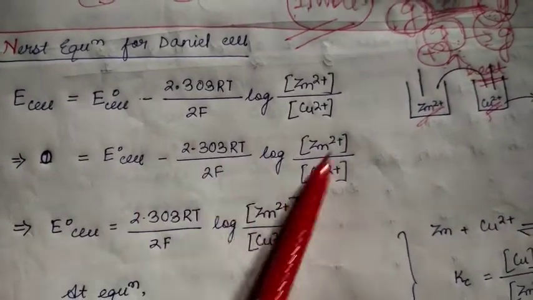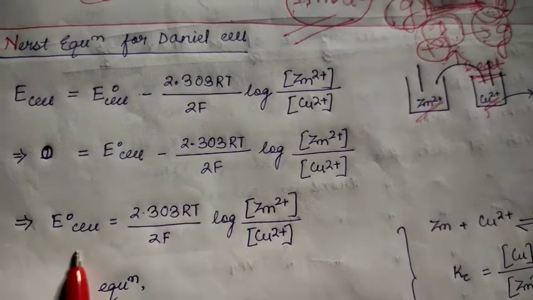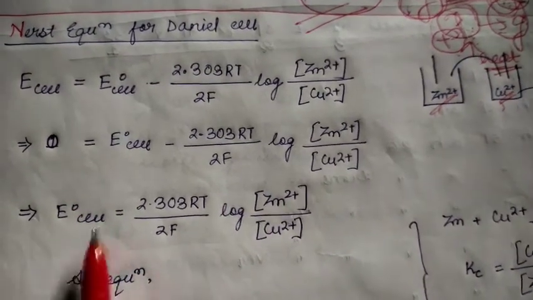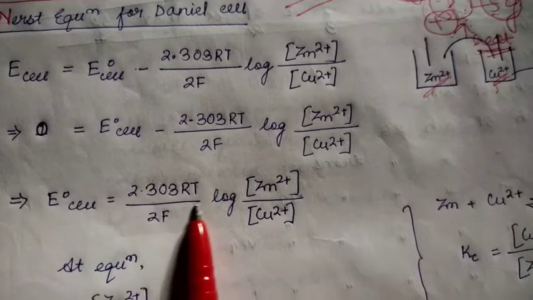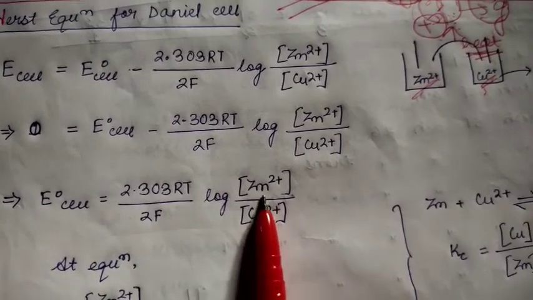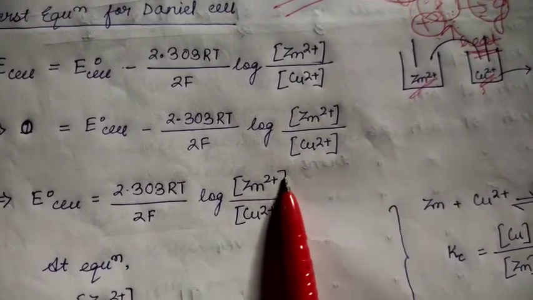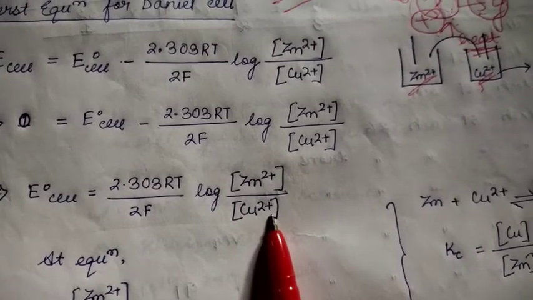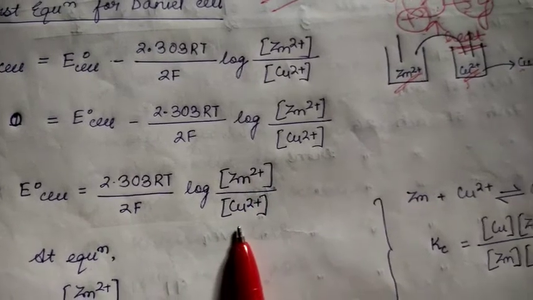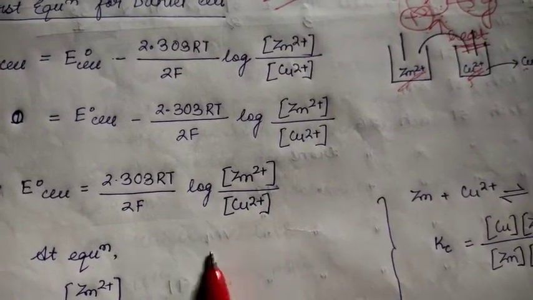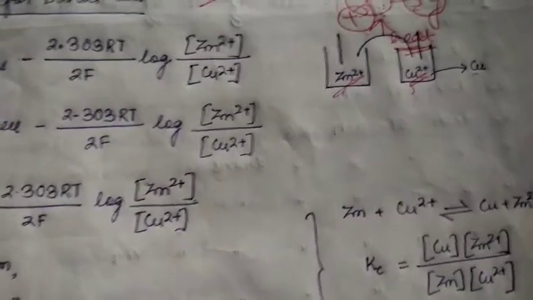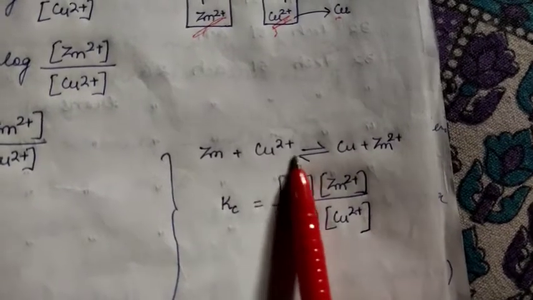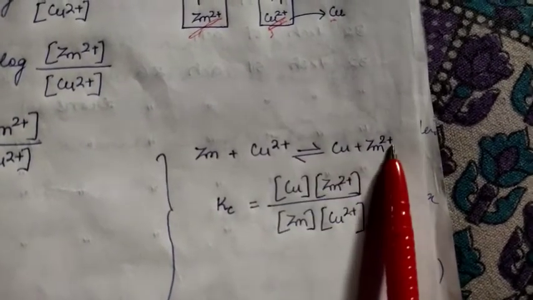Now if you bring this term to your left hand side, you will obtain the resultant equation: E naught cell equals 2.303 RT by 2F log of the concentration of Zn2+ ion divided by the concentration of Cu2+ ion. This term is now related to the equilibrium chapter that we have learned in class 11. So let us recall a little bit about the equation. The overall Daniell cell equation was Zn plus Cu2+ gives Cu plus Zn2+.